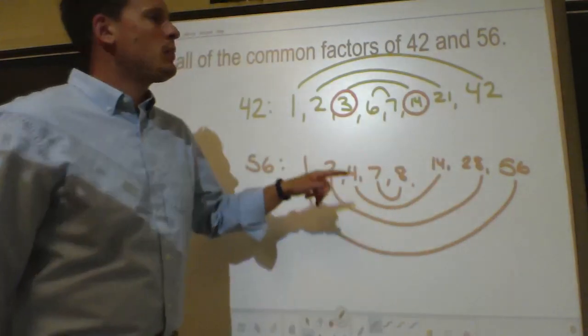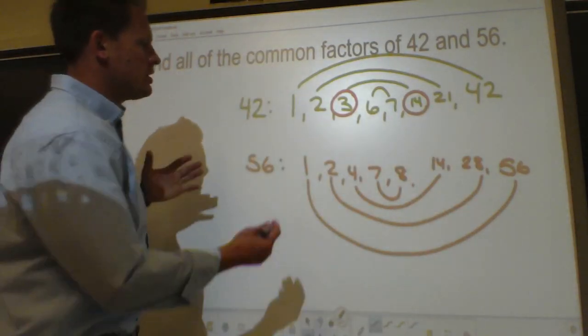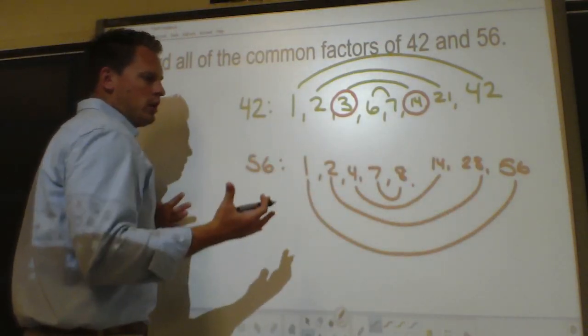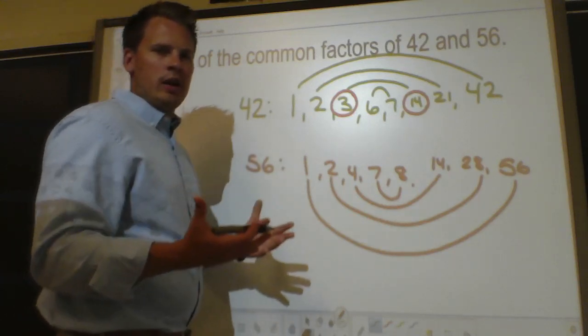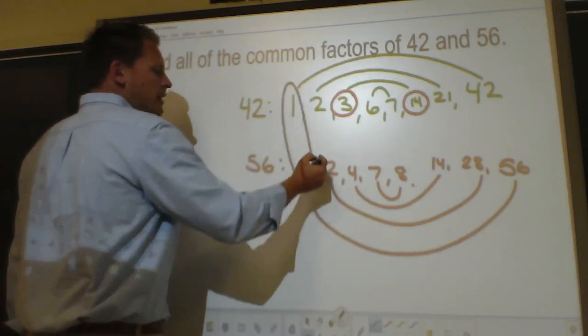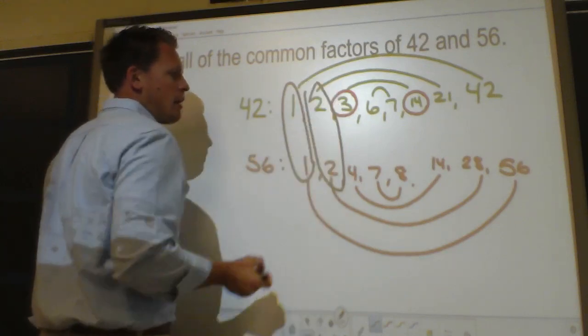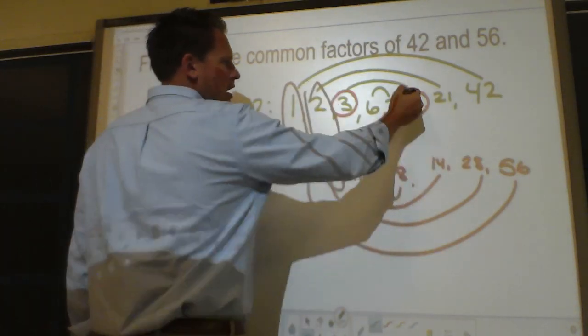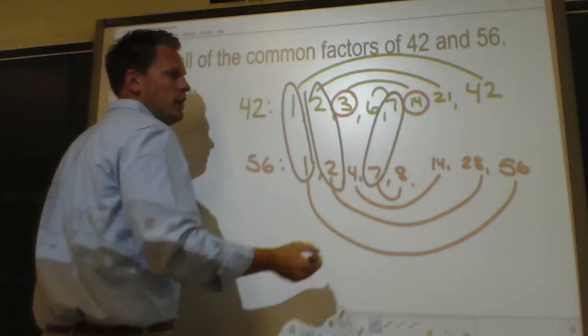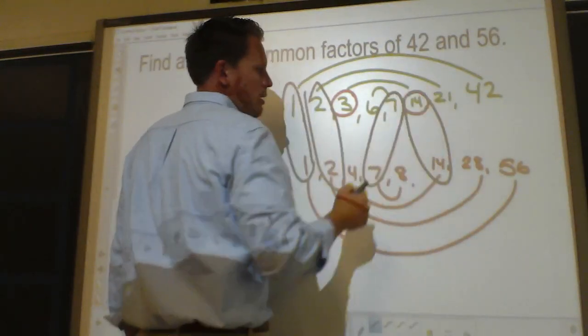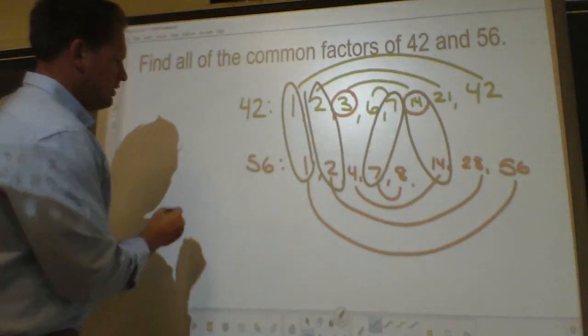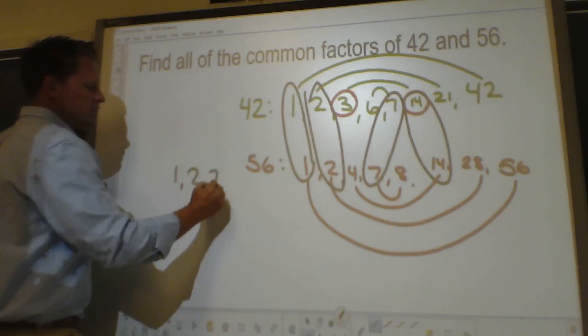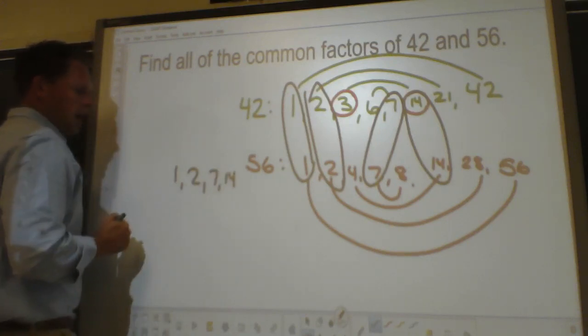We're not done with the common factors. Because this is not an answer. This is just all the work, right? Don't put all the work in and not get credit for it. 1 is a common factor. 2 is a common factor. 7 is a common factor. 14 is a common factor. And that's our list. So it's 1, 2, 7, and 14 are all the common factors.